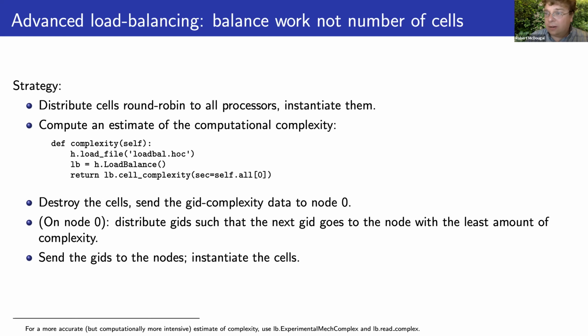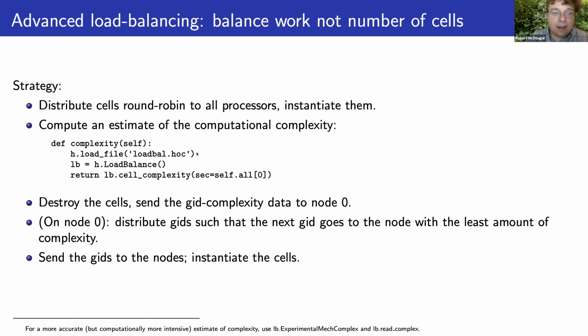And so what we can do in Neuron, if this comes up necessary, and again, this is not always necessary, it's probably rarely necessary, but it depends on your model, we can actually estimate the amount of work instead of the number of cells. And so the way that we do this, we might distribute all of the cells because we've got to construct them in order to analyze them. So we'll distribute all of our cells round robin to the processors as before. We'll instantiate them. And then we'll go and calculate the computational complexity.